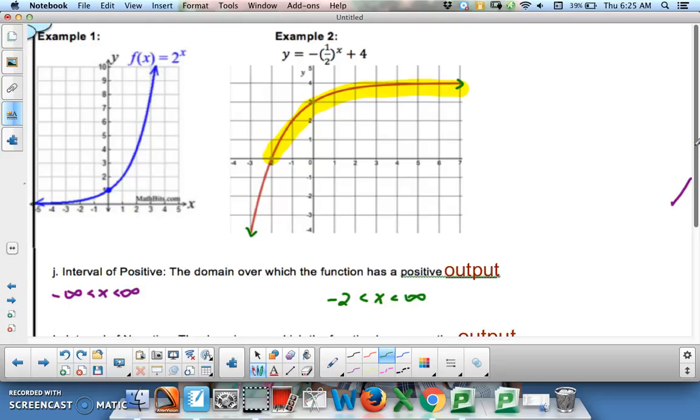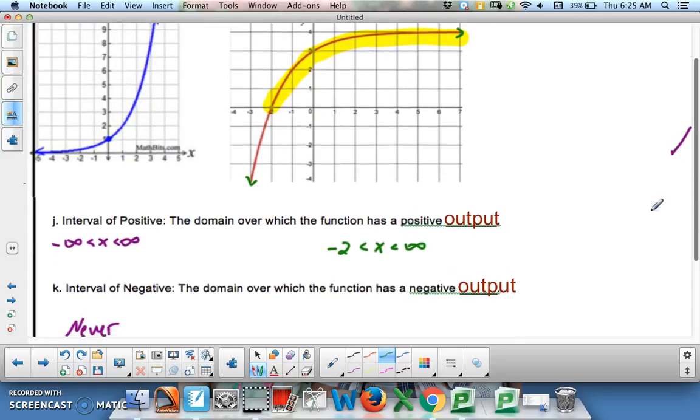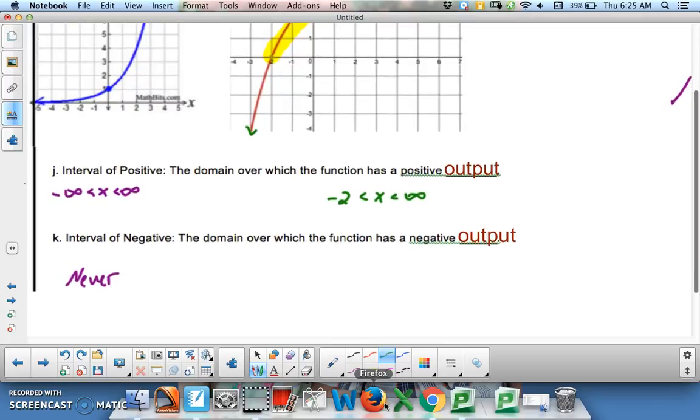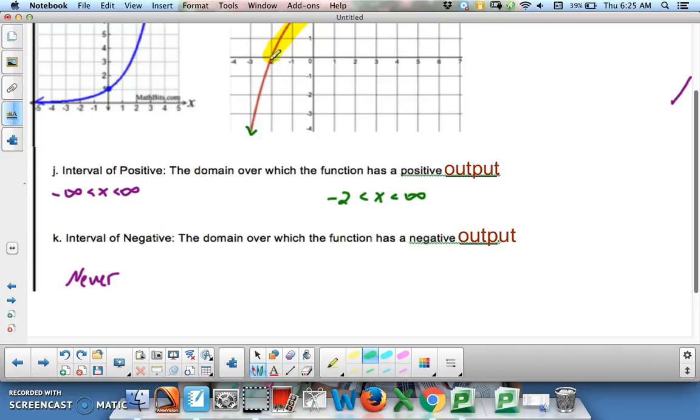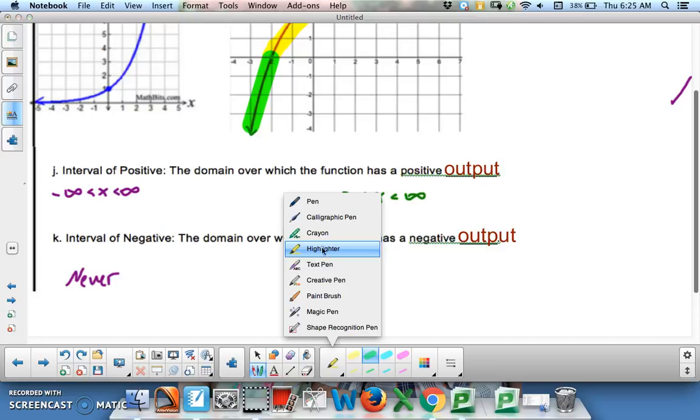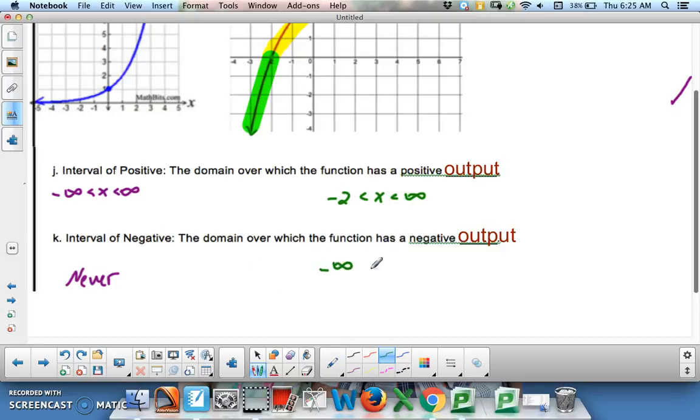Okay? Now, because it's not positive across its whole domain, we do have a negative section. So the negative output is this section from that -2 and down, because it looks like if I plug in a -3, then I'm going to get a negative output. If I plug in a -2.5, I'm going to get a negative output. Anything below that -2 is going to give me a negative output. So I'm going to report that by saying from negative infinity to -2.